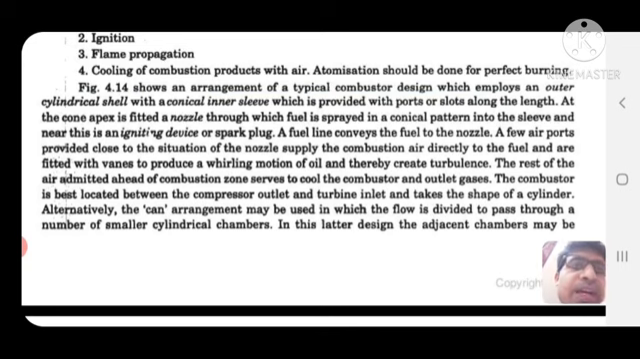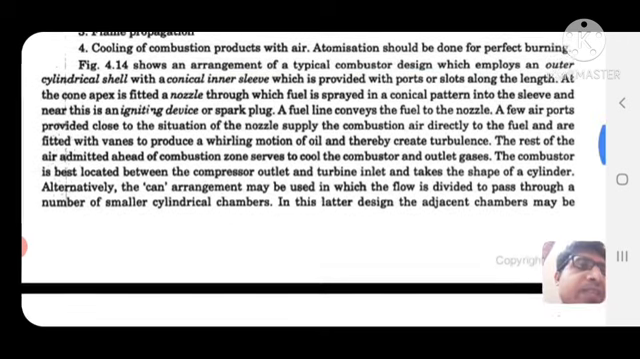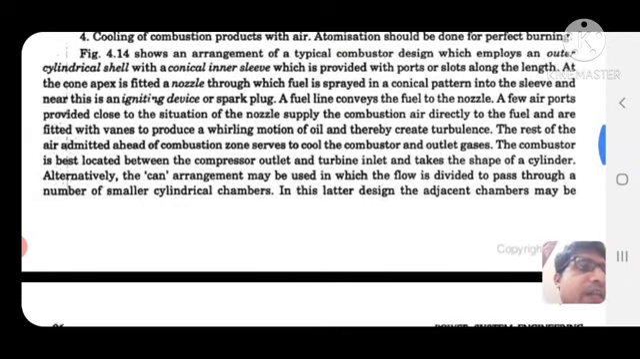A few air ports provided close to the location of the nozzle supply the combustion air directly to the fuel and are fitted with vanes to produce a whirling motion of the air, thereby creating turbulence.